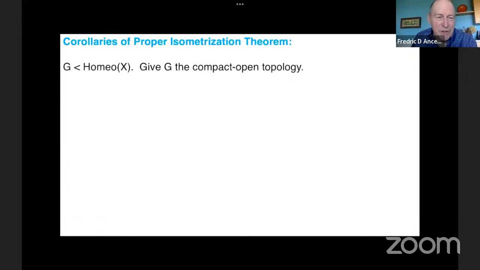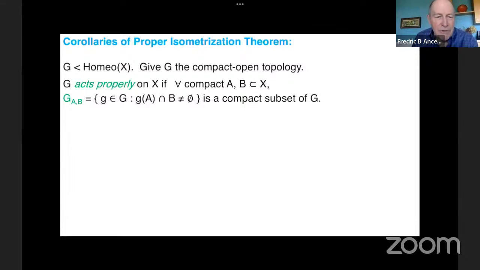So I have to define one more term. Suppose I have a group G of homeomorphisms, and I give that group the compact open topology. Then G acts properly on X if whenever you take two compact sets and you look at all the elements of the group that make one of the sets intersect the other, then that is compact in the group. So you need to impose a topology on G to state this condition.